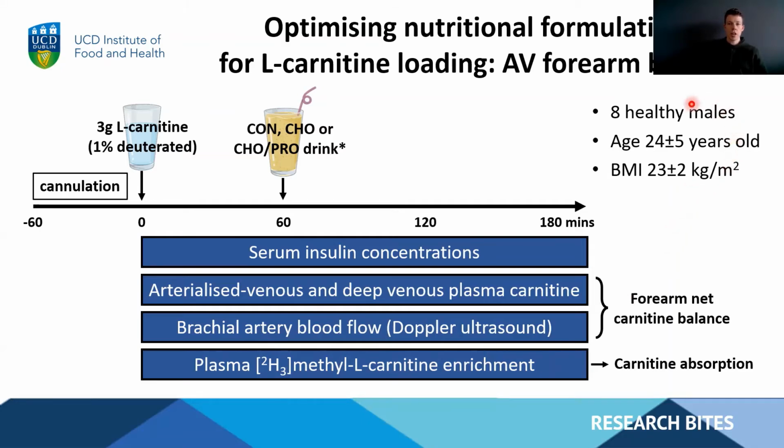So the volunteers were just 8 healthy male students of healthy weight, young age. They came in, drank some water with the carnitine supplement, including the deuterated carnitine, and then an hour later consumed an insulinogenic beverage. So this was either just a control beverage with no calories in, or the carbohydrate beverage that had previously been used to increase muscle carnitine, or a beverage where we'd removed half of this carbohydrate and replaced it with protein. The idea being to try and still generate an insulin response, but with a lower glycemic load.